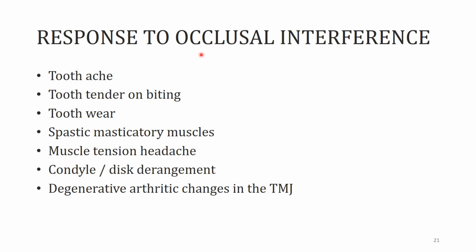Response to occlusal interferences can have a lot of characteristics: toothache, tooth tender on biting, tooth wear, spastic masticatory muscle, which is also known as HMS, that is masticatory spasm, which is a rare movement disorder of the muscle. That can also happen along with muscle tension, headache, condyle derangements, and degenerative arthritic changes in the TMJ.